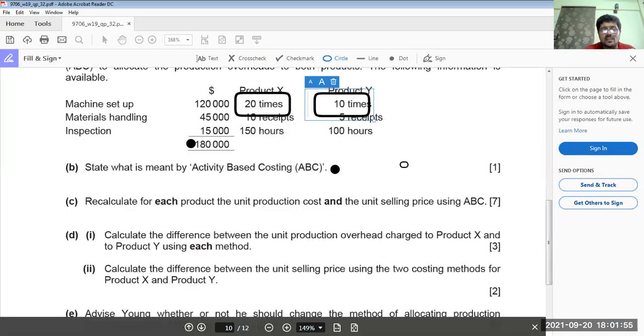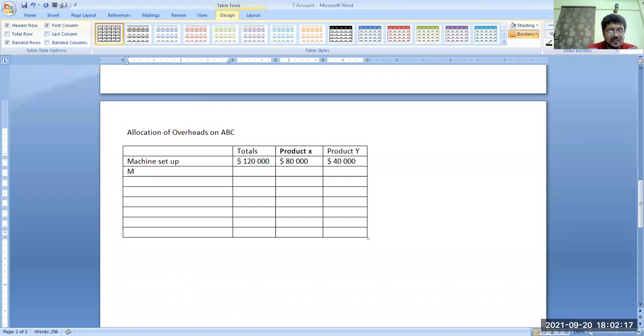Now go to the question again and see. Material handling $45,000, 10 receipts, 5 receipts. It means 15. So $45,000 divided by 15 multiplied by 10. So 30,000 for product X and 15,000 for product Y. Inspection total $45,000, 30,000 for product X, and 15,000 for product Y.